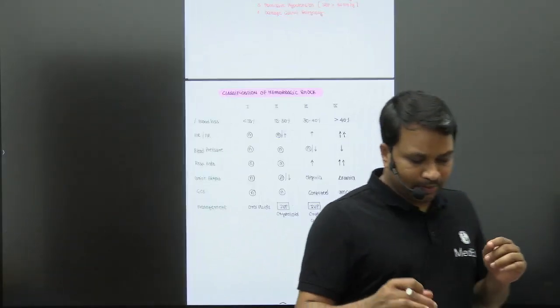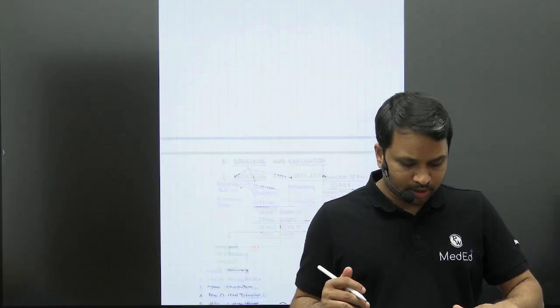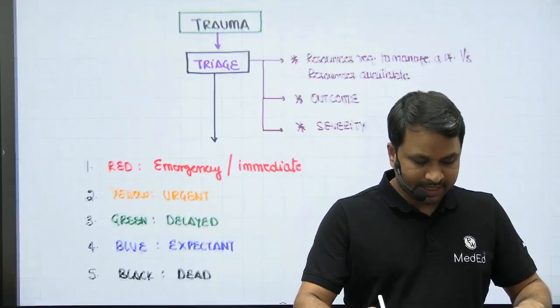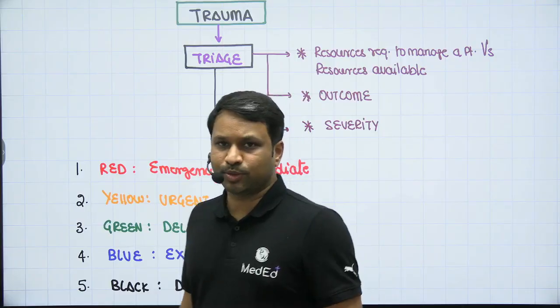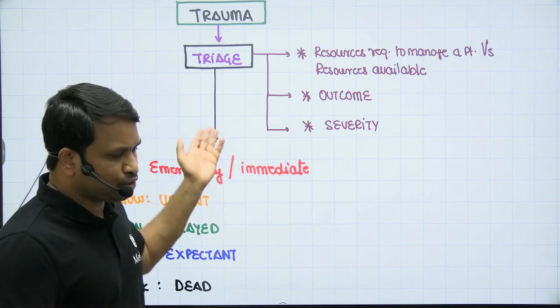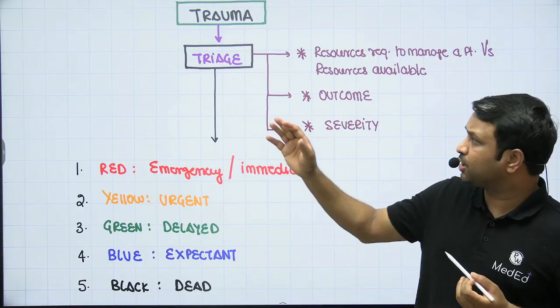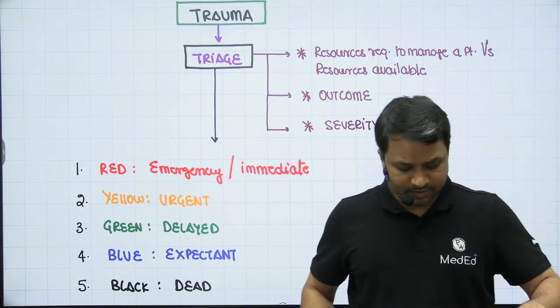Okay? So when we started the entire discussion in trauma, a quick recap of what we have learned. We started yesterday by saying that any patient who comes to you with trauma, the first important thing you're going to do is triage. It's a color coding system based upon resources available, resources required, outcome as well as the severity of the patient.